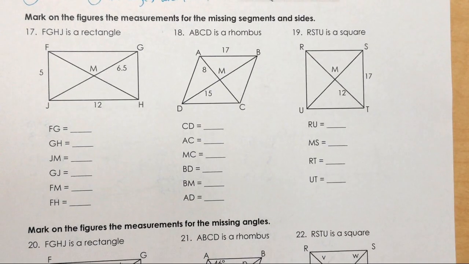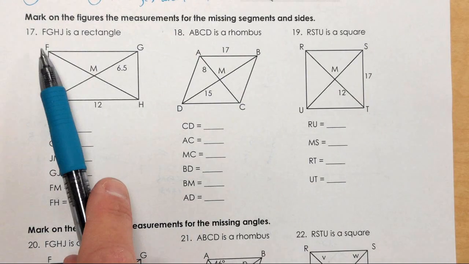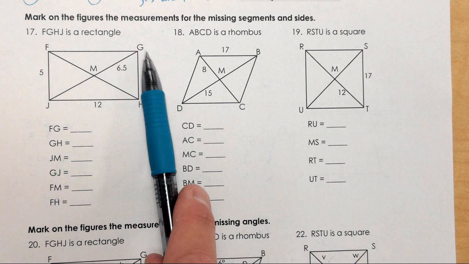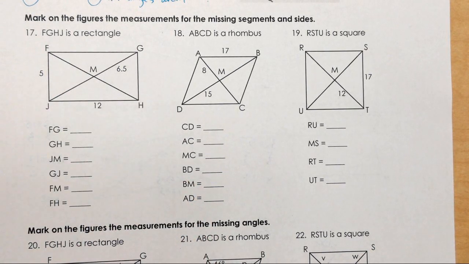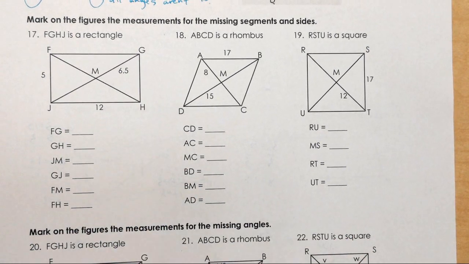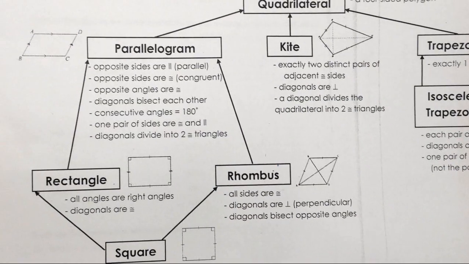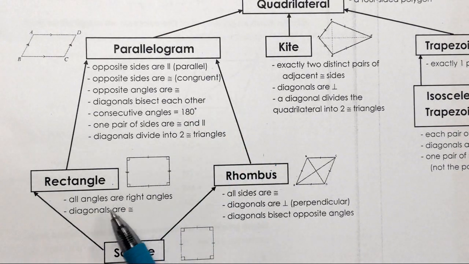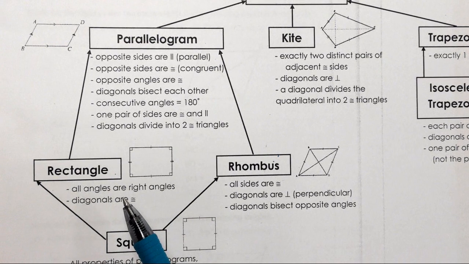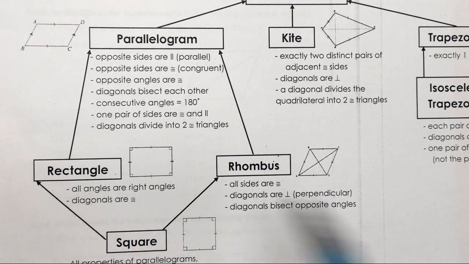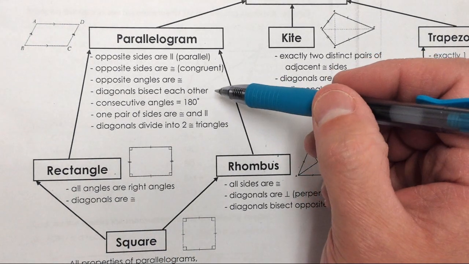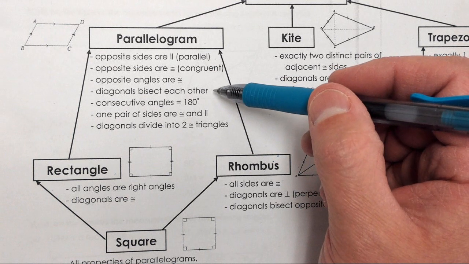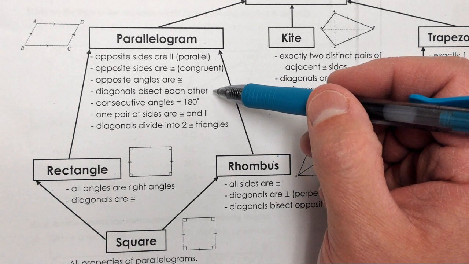But let's look here. 17 is saying we have FGHJ, this is a rectangle, and it wants us to find these 6 segments. So what do we know about rectangles first and foremost? There's a couple things, right? It has all the properties of a parallelogram, but it also has these two additional properties here. And if we are looking at sides and segments, let's look at a couple here. Let's look at diagonals. Diagonals are segments. It says diagonals bisect each other.